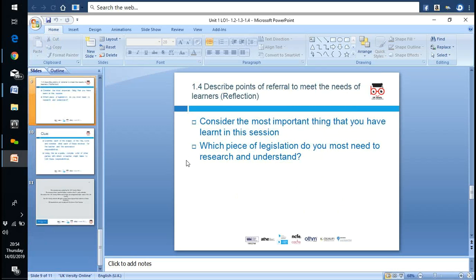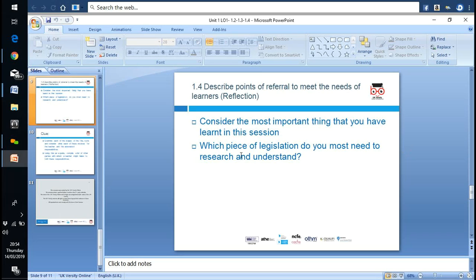Again, describe points of referral to meet the needs of learners. This is 1.4. I looked at this and it confused me a little bit, but then I figured it out. On the points of referral, first I thought it was just talking about SEN referrals, but then I realised that maybe it's actually talking about looking at your assessments and initial assessments, and working through how you would support someone, and then maybe touching upon SEN at the end. Yeah, that's true.